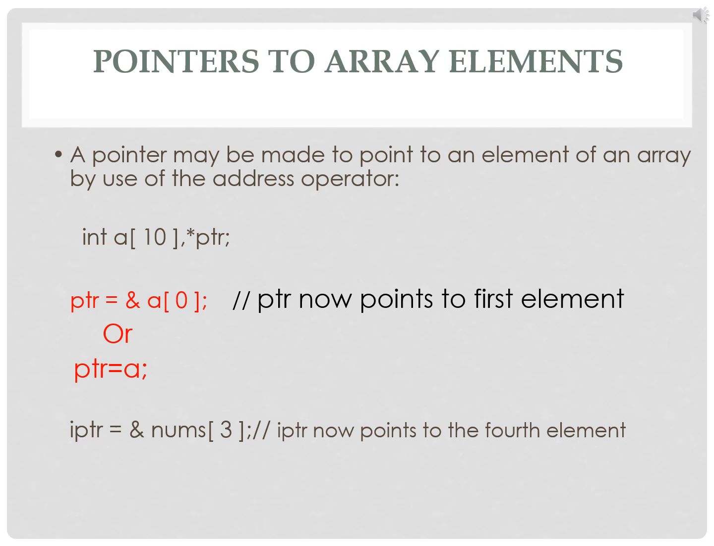ptr should also be a pointer of the same type as the array, here integer. Now iptr = address of num[3] means what? It will be pointing to the fourth element, because the array index starts with 0.